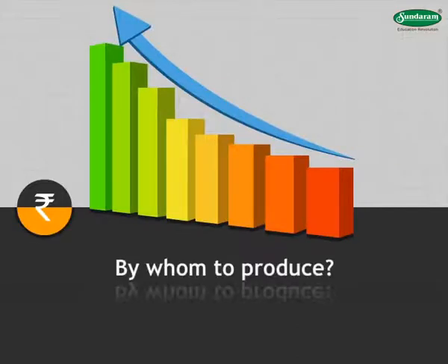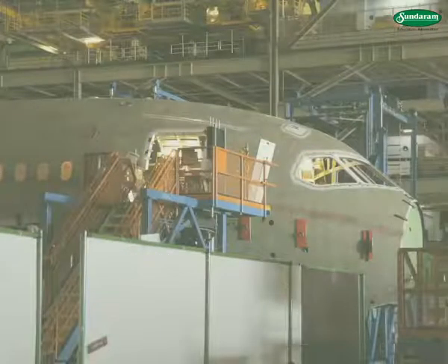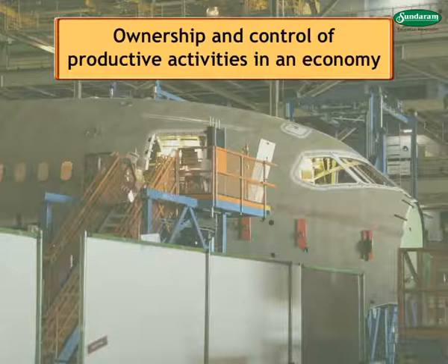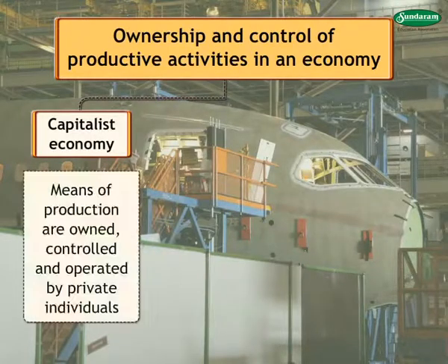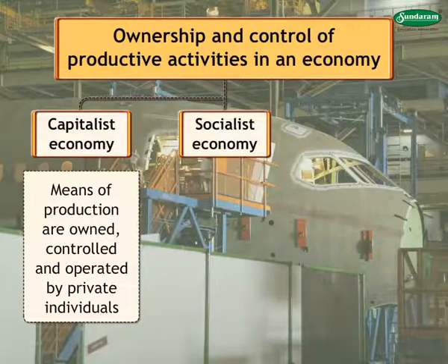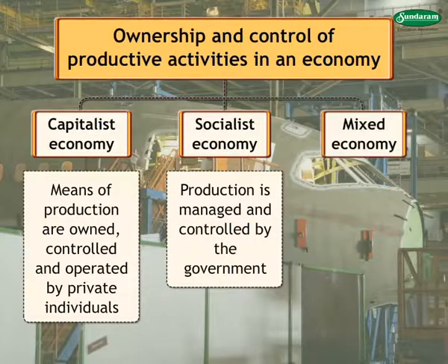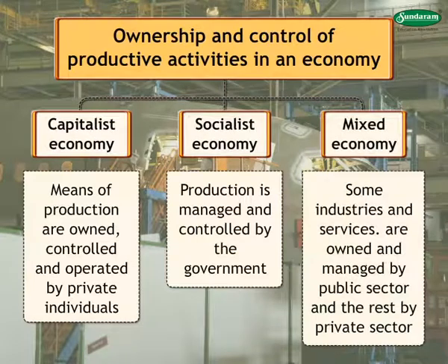By whom to produce? This problem is related to the ownership and control of productive activities in an economy. In a capitalist economy, means of production are owned, controlled, and operated by private individuals. In a socialist economy, the entire production is managed and controlled by the government. In a mixed economy, some important industries and services like defense, atomic energy, railway, etc. are owned and managed by public sector and the rest by private sector.